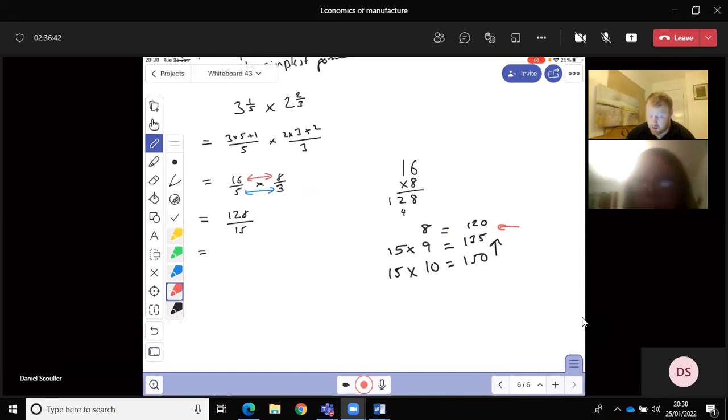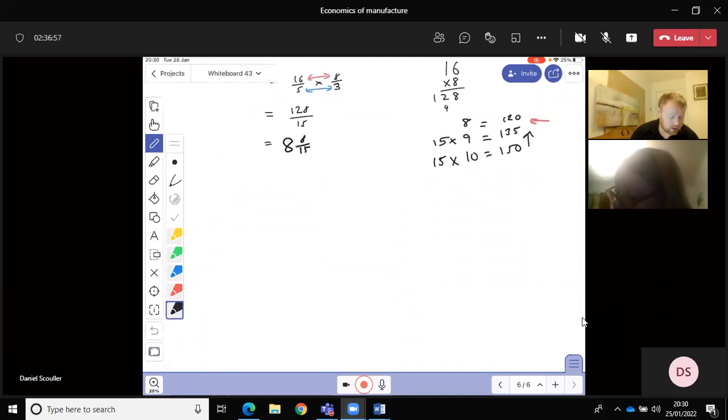So we've got 8 whole 15s. Again, then we've got a remainder of 8. So we've got 8 and 8 over 15. So multiplication is lovely.